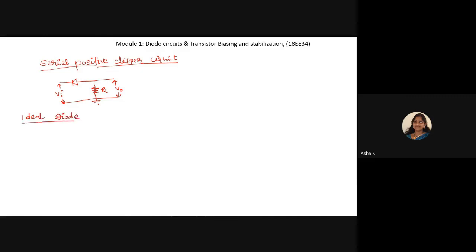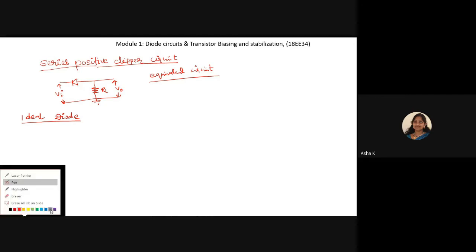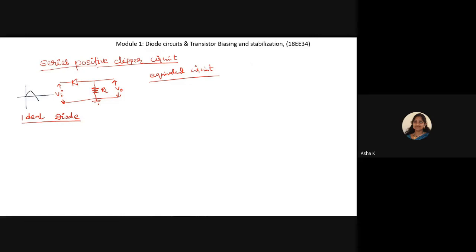First one is assuming an ideal diode. When I assume an ideal diode, what is the equivalent circuit? The equivalent circuit of the series positive clipper circuit, and we should also write the input output waveform. So I'll write the input output waveform here. The input that I am applying here is sinusoidal. Need not be; you can choose rectangle, square and triangle also. This is the input voltage.